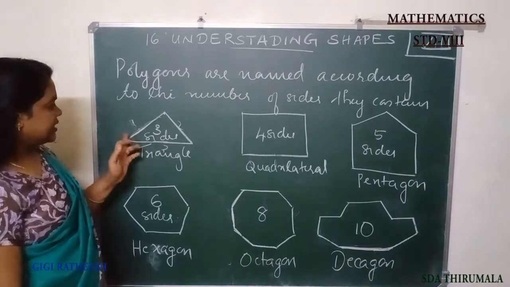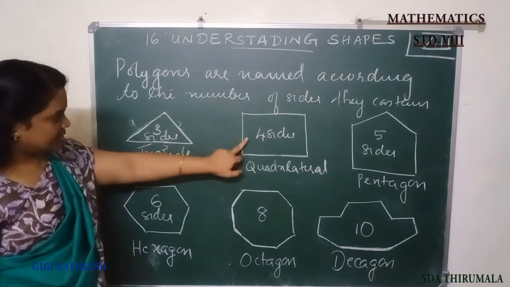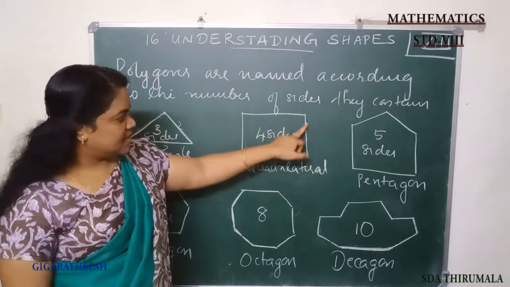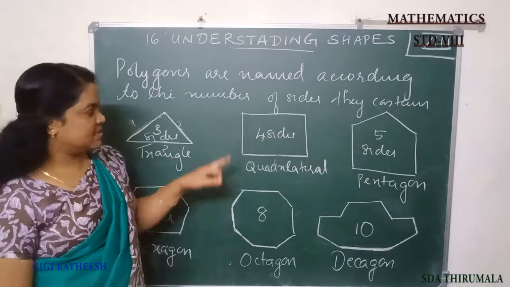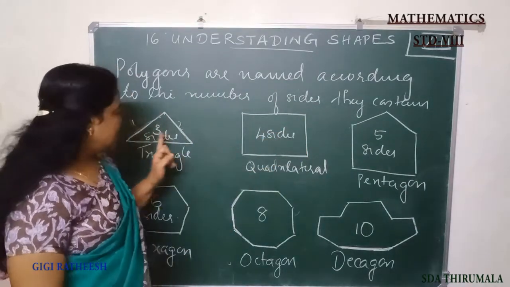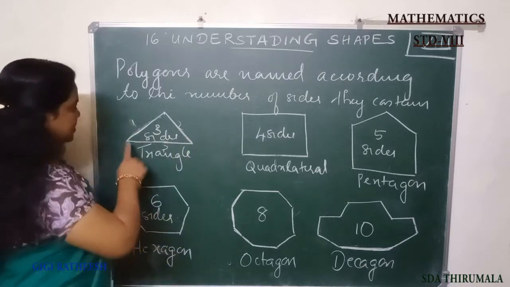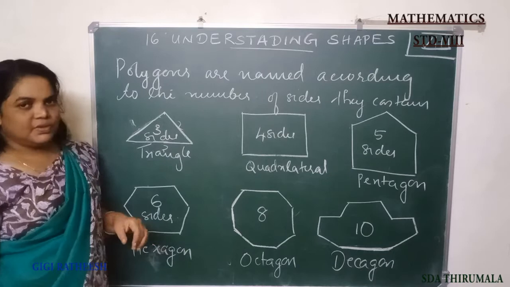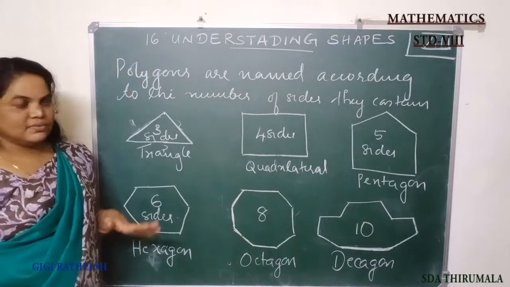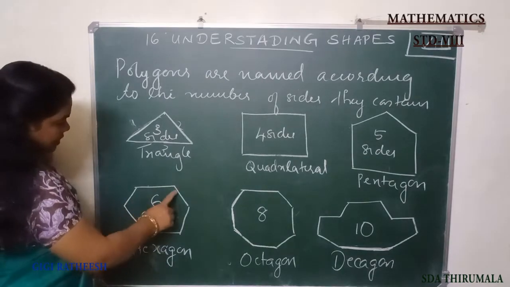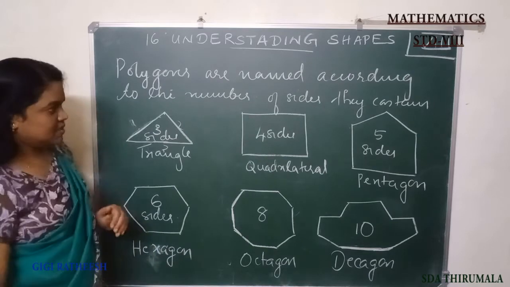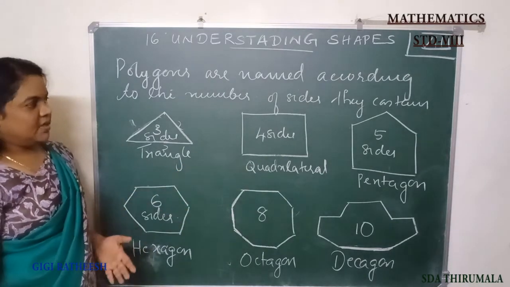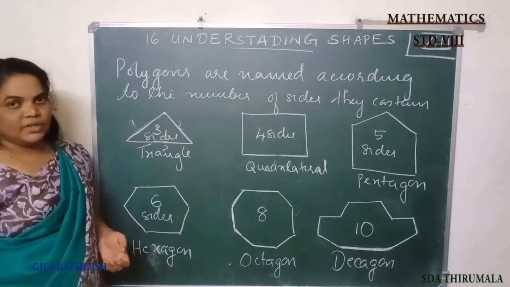And this is the sides. For this, this is the side, and this is the vertex. And the plural form of vertex is vertices. Here there are 4 vertices, and here there are 3 vertices: 1, 2, 3. These are the vertices that you already studied in the previous classes. Here 1, 2, 3, 4, 5, 6, 6 vertices. And these are the names of these polygons.